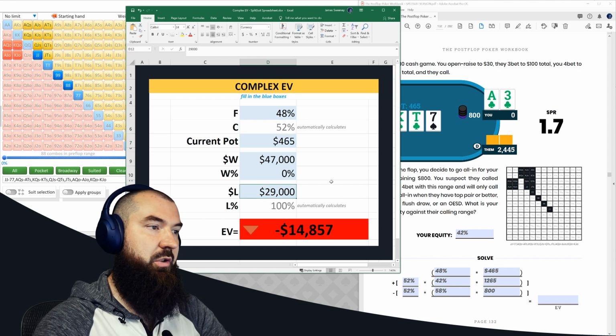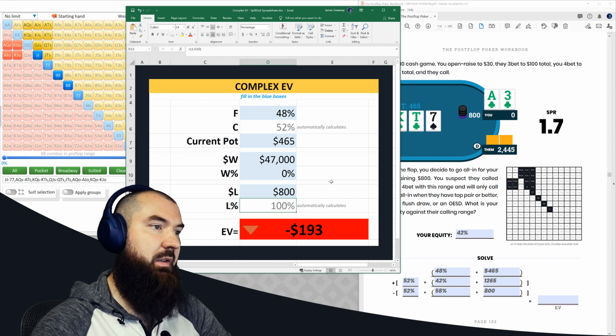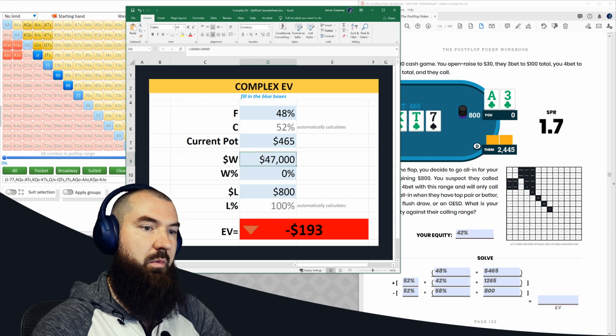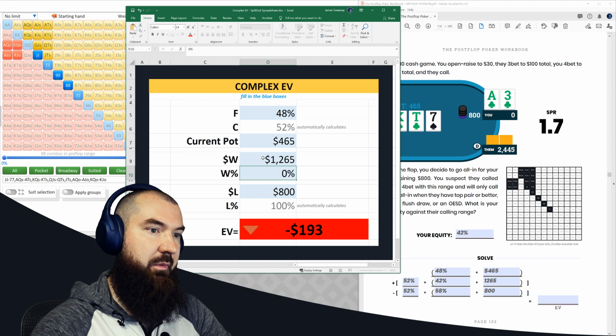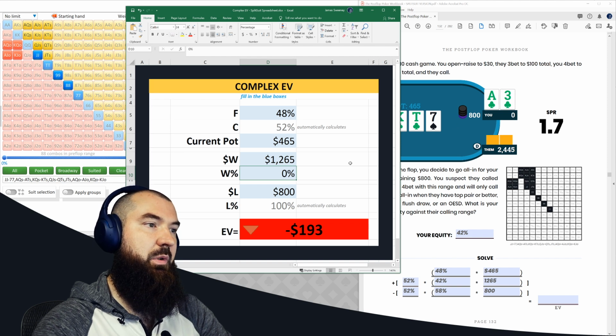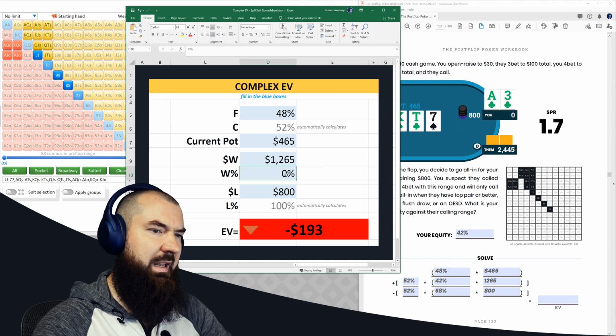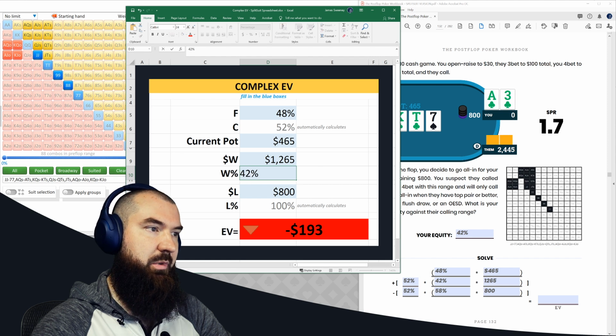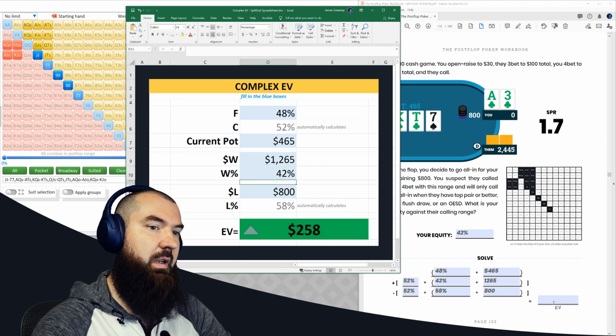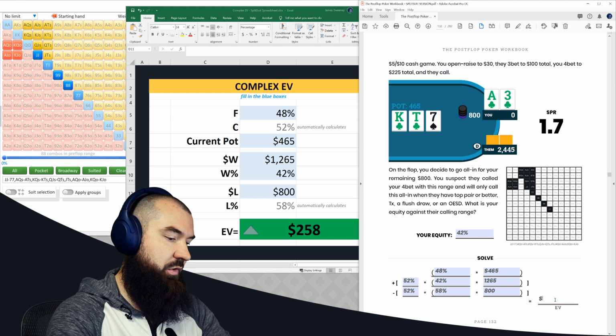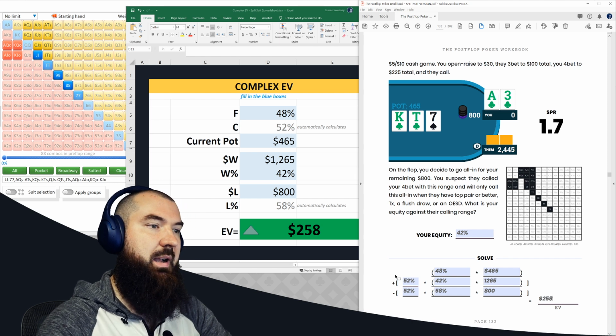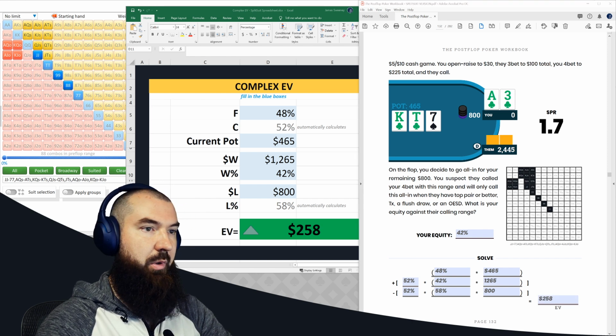When we shove and lose, we lose $800. When we win, we're winning 1265, right? 800 plus 465. And how often are we winning? We're winning 42% of the time because that is our equity. And total, that gets us to 258 in the positive, which is pretty great.